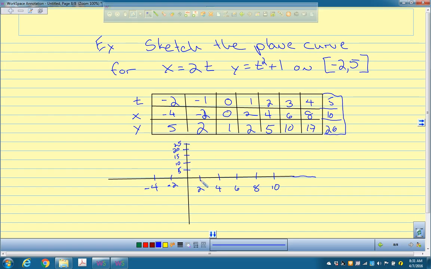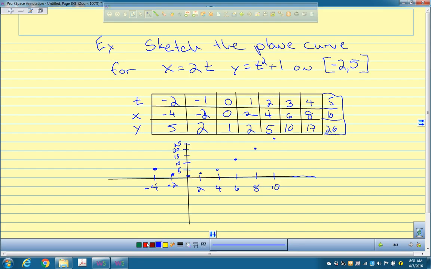If I plot these points, all I do is plot the x and y. -4, 5. There's that one. -2, 2. That's somewhere over here. 0, 1. That's about here. 2, 2. Somewhere over here. 4, 5. That's about here. 6, 10. What shape do you think I'm going to get? 8, 17. Way up here somewhere. 10, 26. Way up here somewhere.